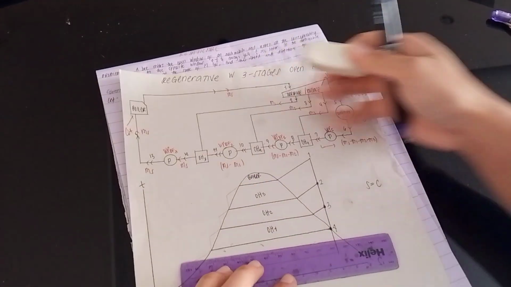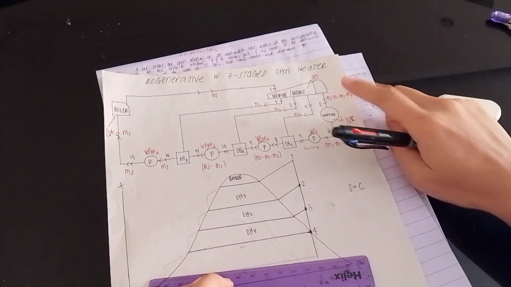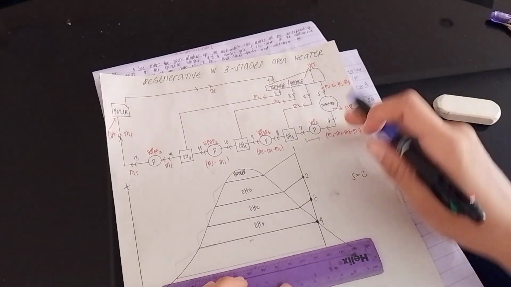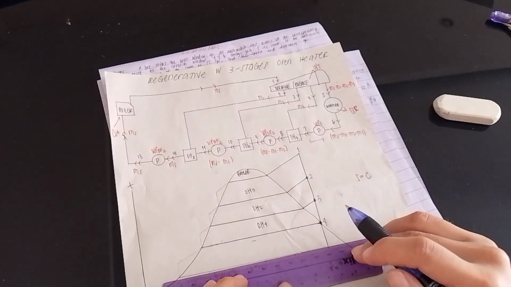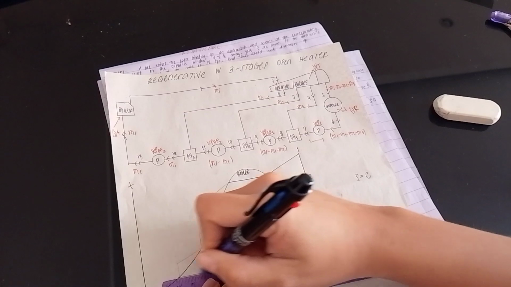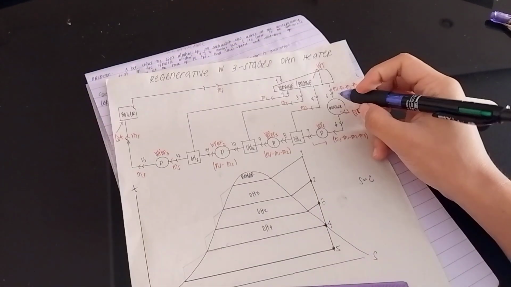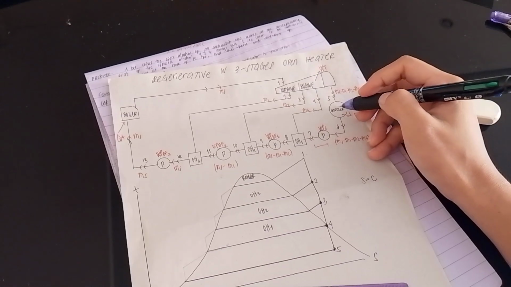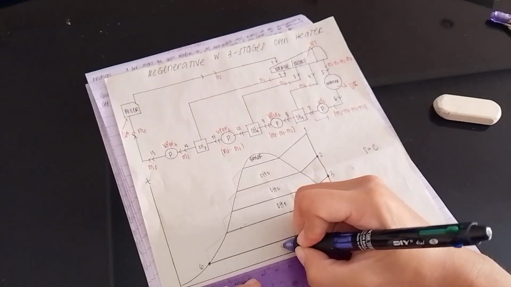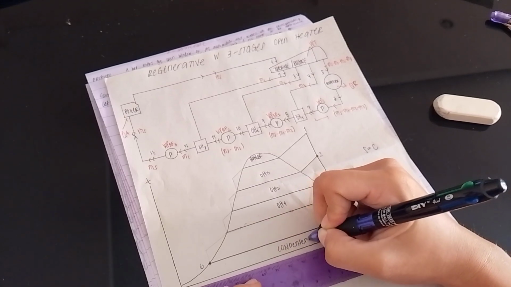So next, at state 5, we have our condenser. From 5 to 6, this will be our condenser, this line. This point will be state 5, which is from the turbine to the condenser, and this will be our state 6. So therefore, this is our condenser, the one at the bottom.